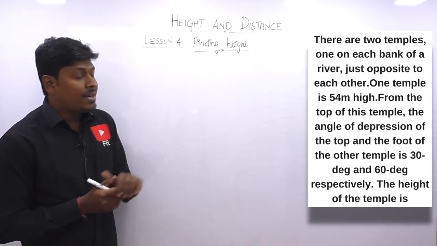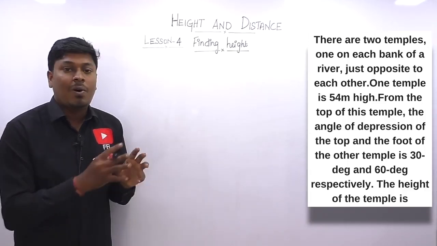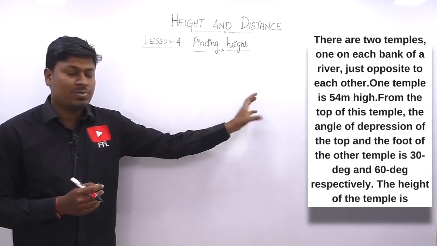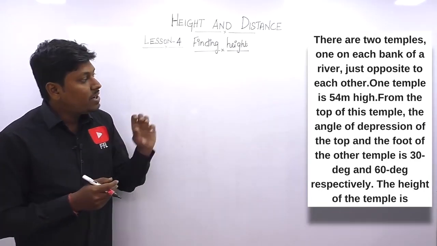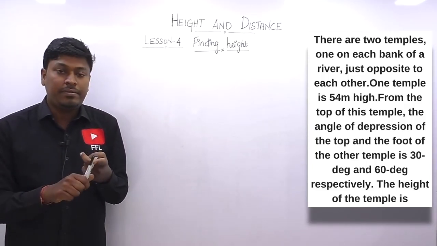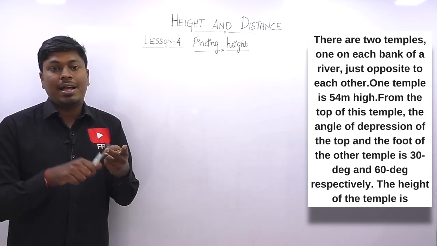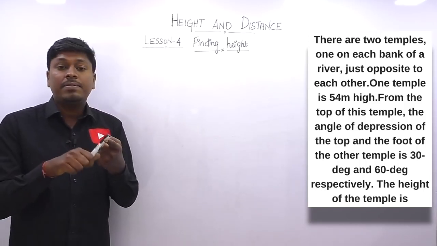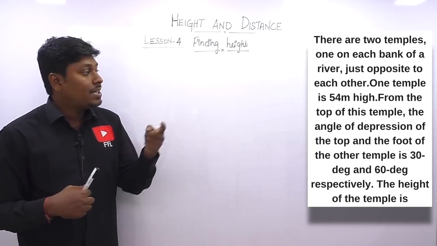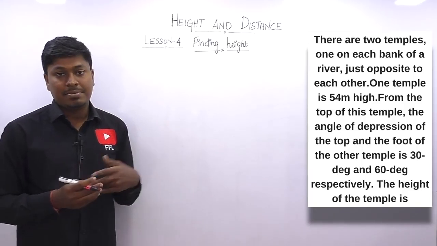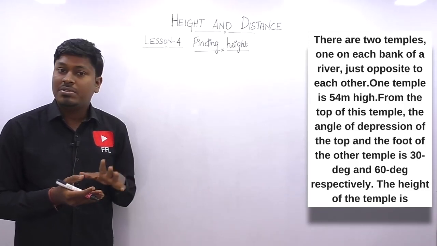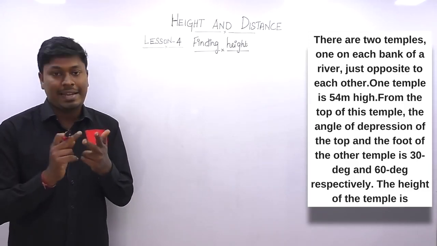So friends, first of all, understand the concept of the question. By using all the data, try to draw the diagram perfectly. Once you draw the diagram perfectly, solving will be so simple. So there are 2 temples. One temple height is given, which is 54 meter. Our target is to find the height of the next temple. And from the top of this 54 meter temple, the angles of depression are given, 30 degree and 60 degree respectively, to the other temple. So by using all those data, our target is to find the height of the next temple.